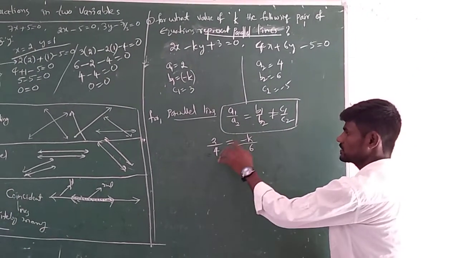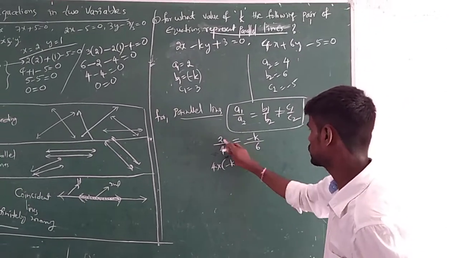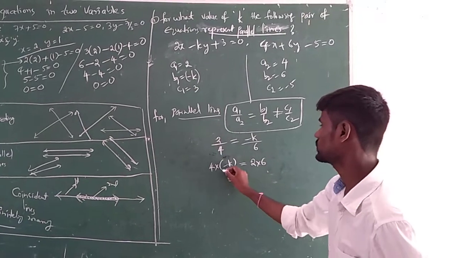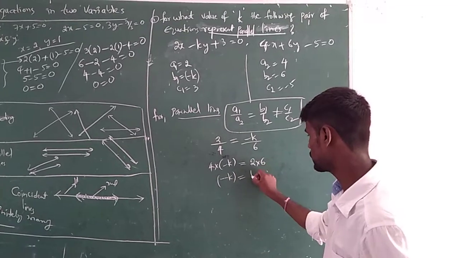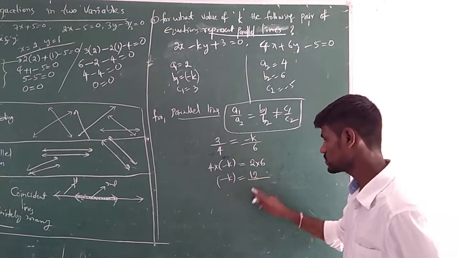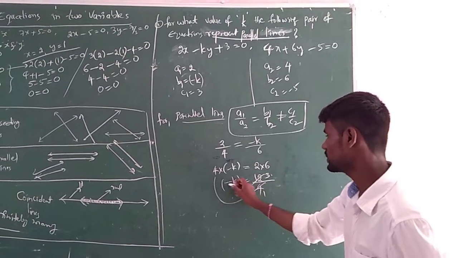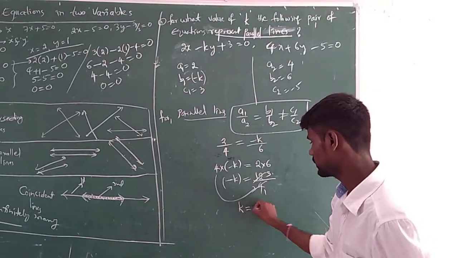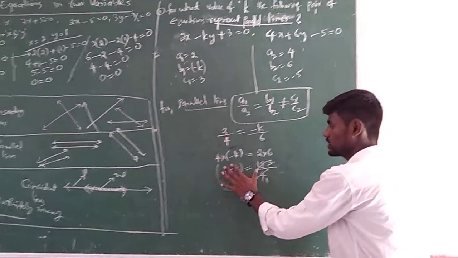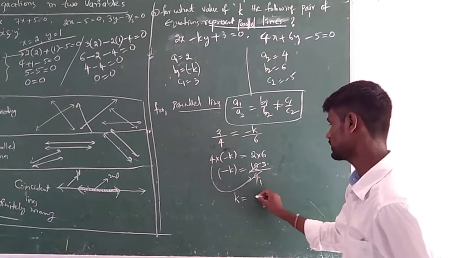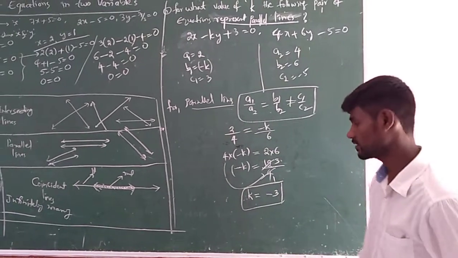Now do cross multiplication. 4 into minus K equals 2 into 6. So now see, we need to find only K. So minus K is equal to 12 divided by 4, after transposing 4 to the opposite side. 4 ones are 4, 4 threes are 12, so 3. But this is minus K, and we need to find K. If you multiply both sides by minus, minus becomes plus, and here you will get minus. So what is the value of K? K equals minus 3.